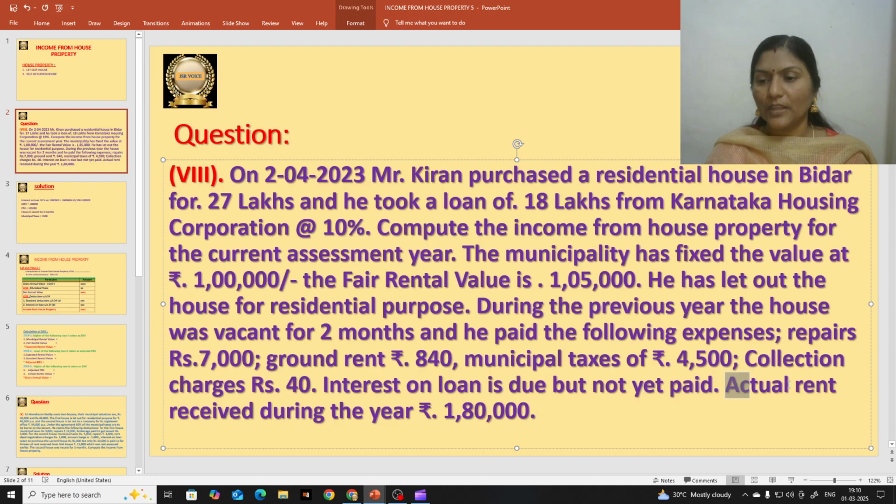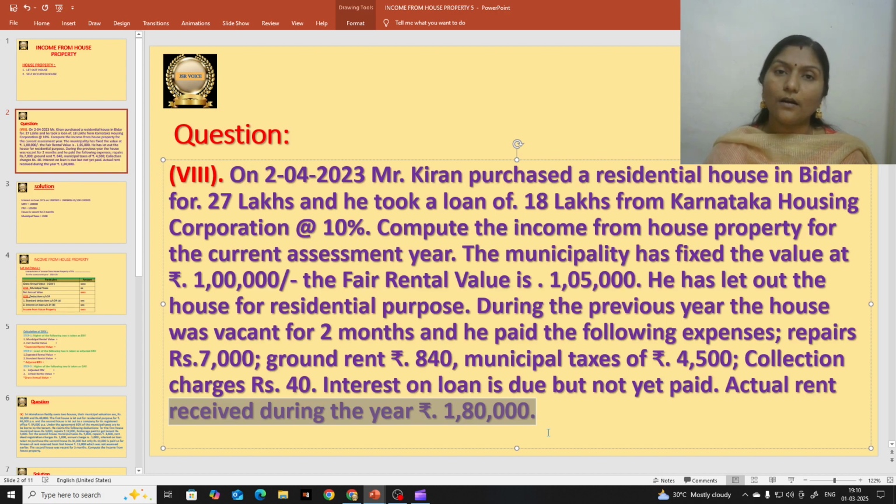Next, actual rent received during the year 1,80,000. So actually in 1 year we have 12 months period, but 2 months the house is vacant. So the assessee is receiving only 1,80,000 as actual rent. For how many months did he receive the rent? Only for 10 months. Okay, note this point. He received actual rent, they said. So how many months rent did he receive? Only for 10 months. 10 months rent is 1,80,000.